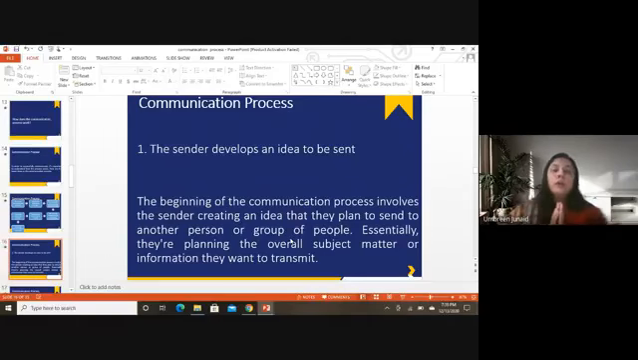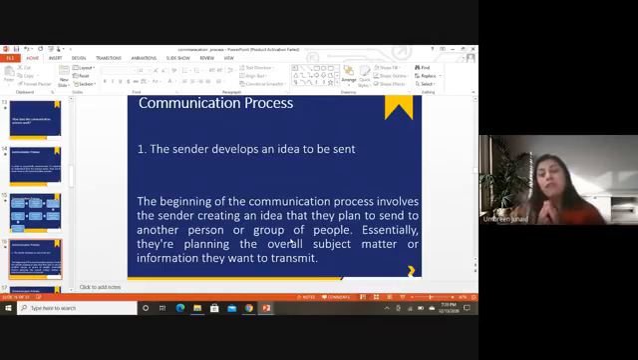So the process of communication actually starts with the sender who thought of an idea that he has to send some information to another person or to some group of people. Why? Because they are planning the overall subject matter. Whoever is going to write or speak or read, whatever mode he selects, he has to plan the overall subject matter or information.